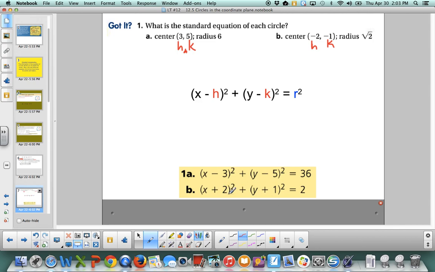So x plus 2 squared plus y plus 1 squared gives us, now the square root of 2 squared, when you take the square root of 2 and you square it, you get 2. It gets rid of the square root. So that's why we get 2 here. So check yourself, see how you did, and press play, or pause to correct your mistakes, and then press play when you're finished.